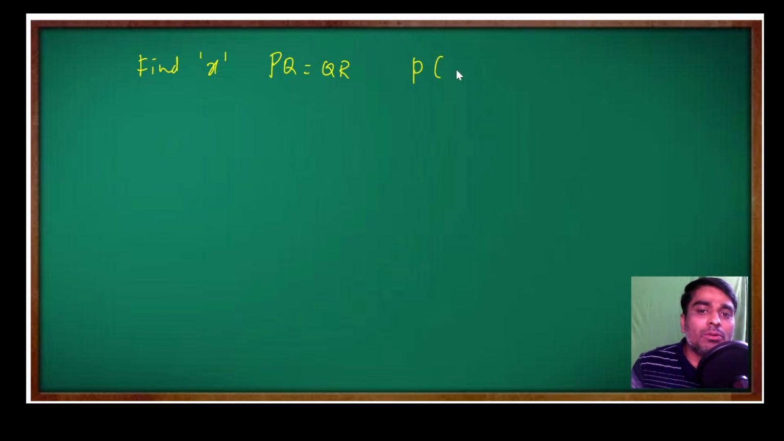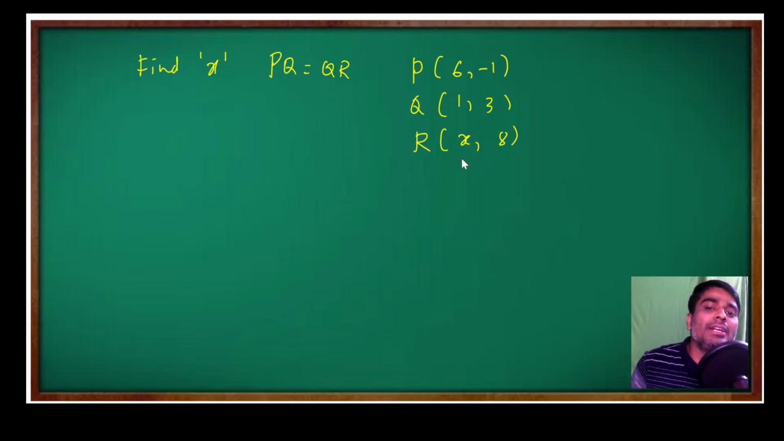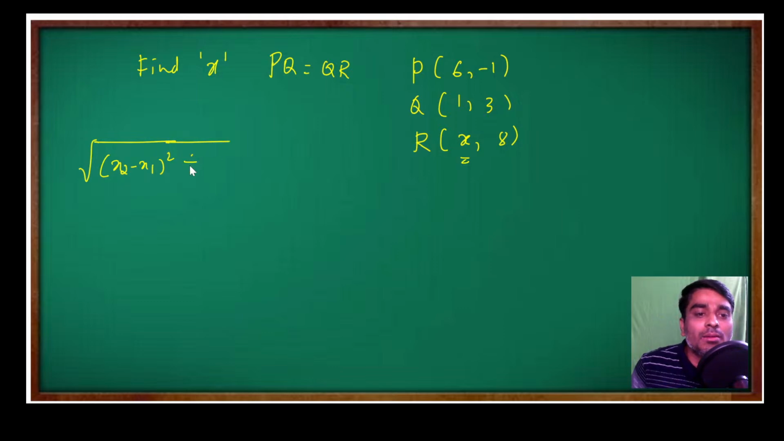Coordinates are given. P is (6, -1), Q is (1, 3) and R is (x, 8). You need to find this x value. So you need to use the distance between 2 points. What's the formula? Distance formula: square root of (x2 minus x1) the whole square plus (y2 minus y1) the whole square. Use this formula.